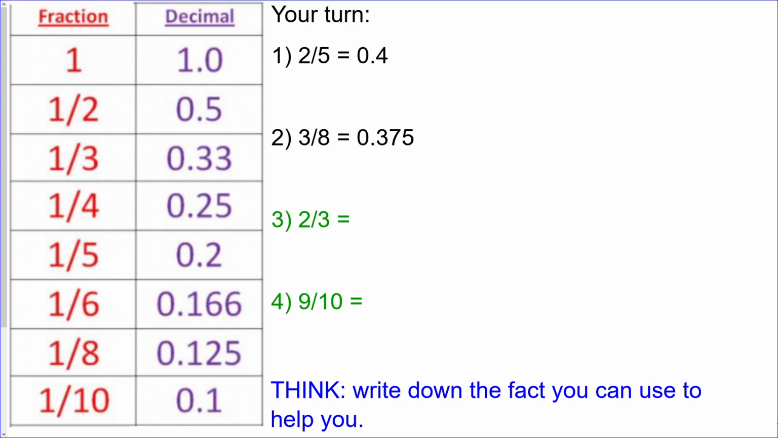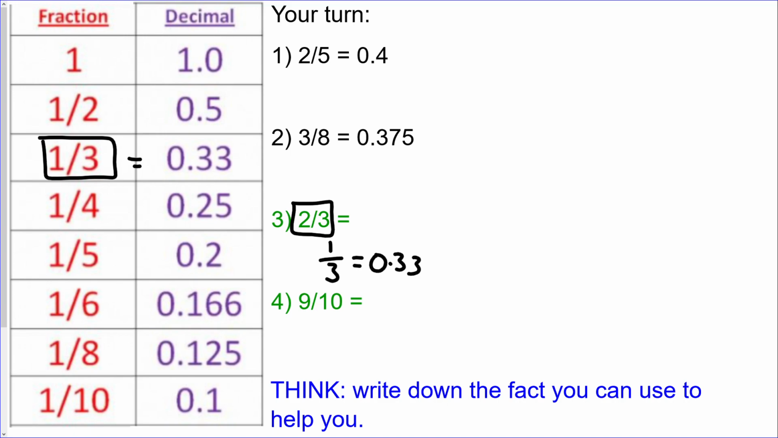So remember, the first thing that you should always do is write down the fact, the learn by heart fact that you know, which can then help you with the conversion. So for example, if we start number 3 together, I'm looking for a fraction that can be linked to 2/3. So I'm looking for a fraction with the same denominator as 2/3, which I can see here as 1/3. And I know from looking at my table that 1/3 is equal to 0.33.